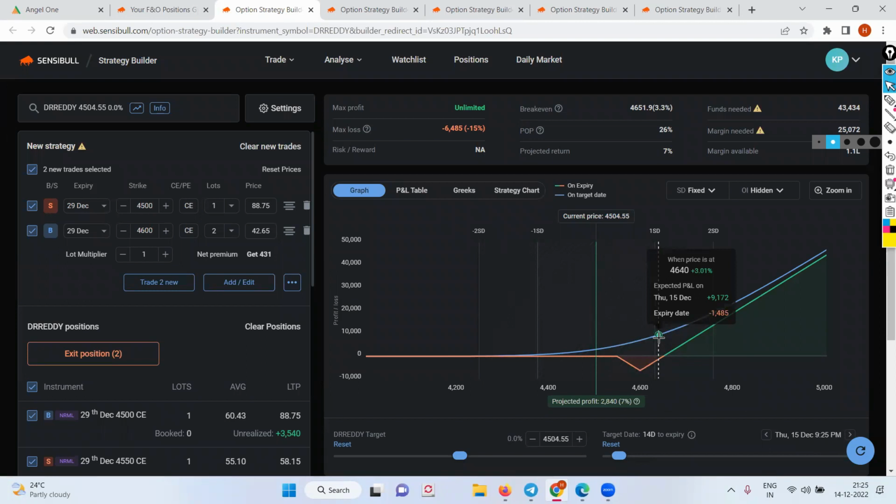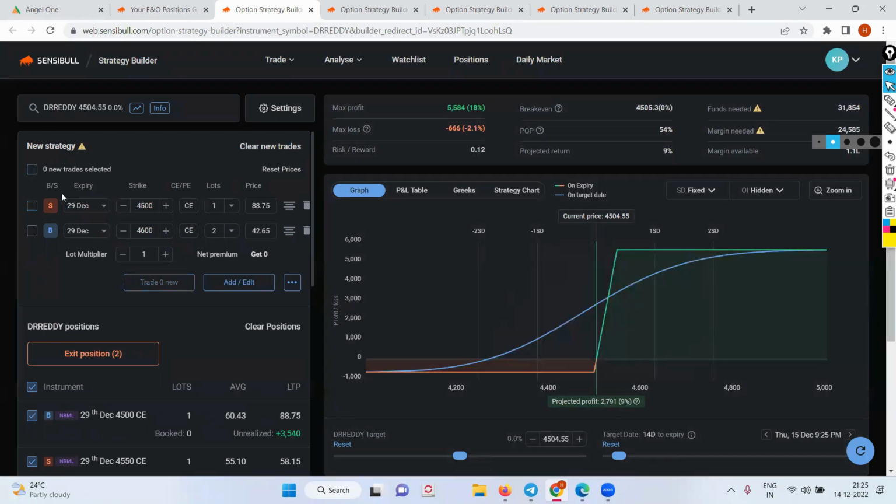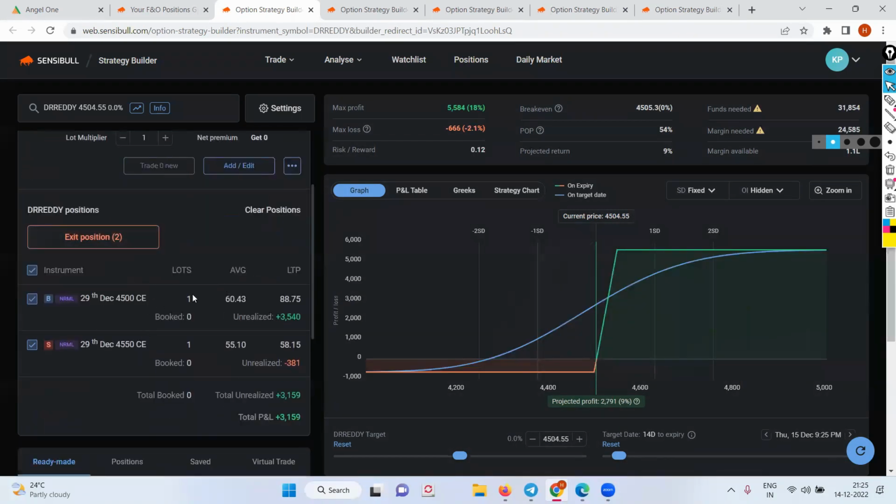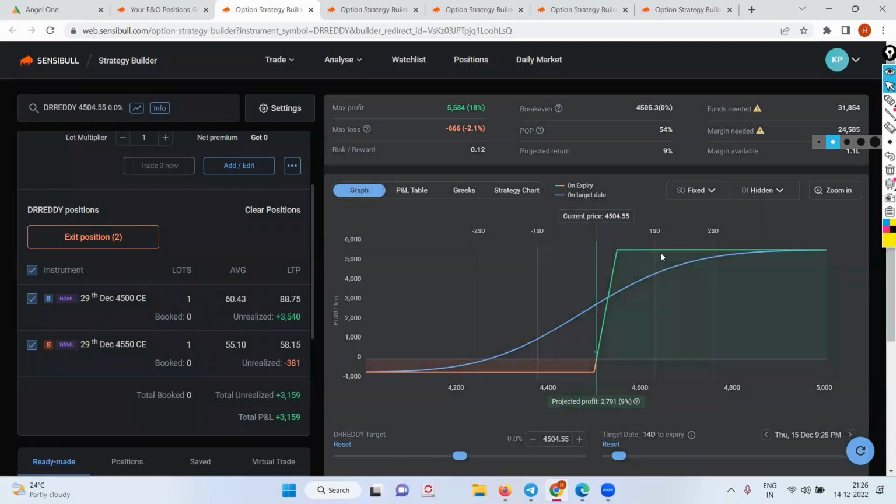It might not happen with Nifty or Bank Nifty, but with stocks like Dr. Reddy or Reliance, 3%, 4%, 5% gap ups are very common. Even gap downs are common, gap ups are common. So if the market opens 3% gap up tomorrow, you will get a profit of almost 9,172. But if I have not converted this to a back ratio spread and this is my plain vanilla debit spread, 3% will give you how much profit? Only 4,438. This is the way you have to think.